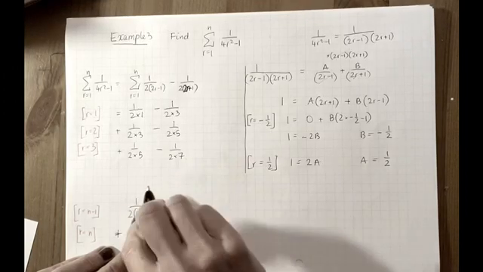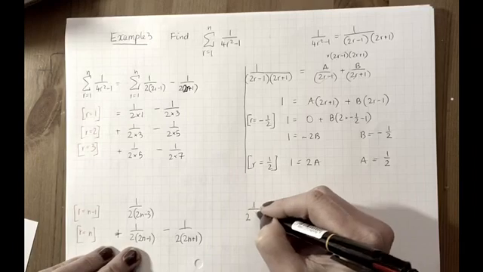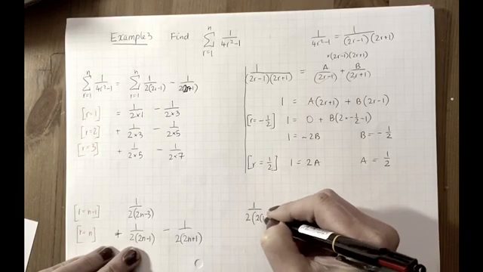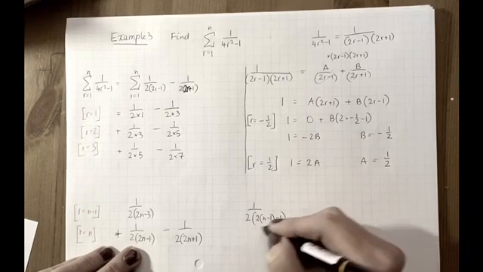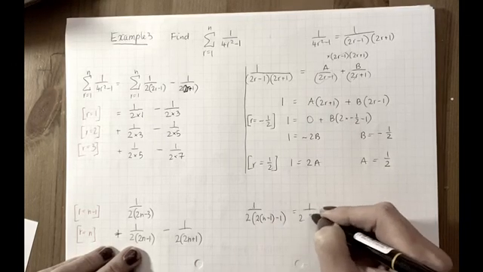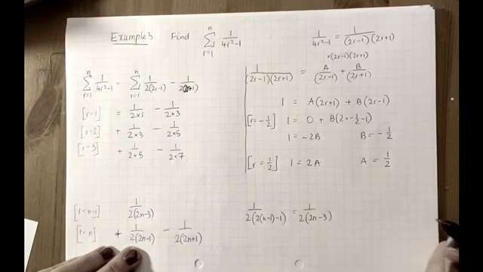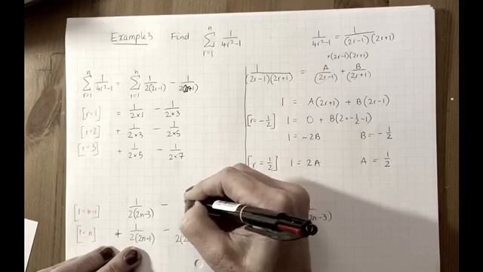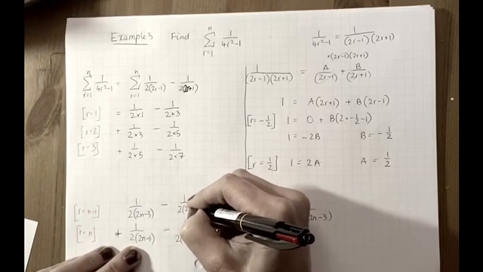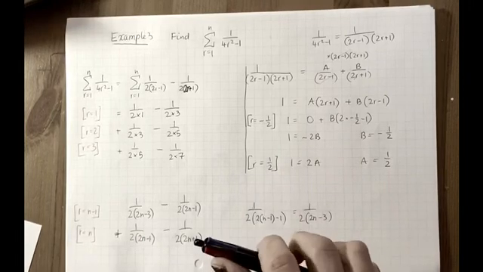But if you are not feeling confident, there's nothing stopping you from doing it slowly. So 2 times (n minus 1), and then that would be 1 over 2 times (2n minus 2 minus 1), which is minus 3. And this one, 2 less than that, will take it to 2n minus 1. There you go.